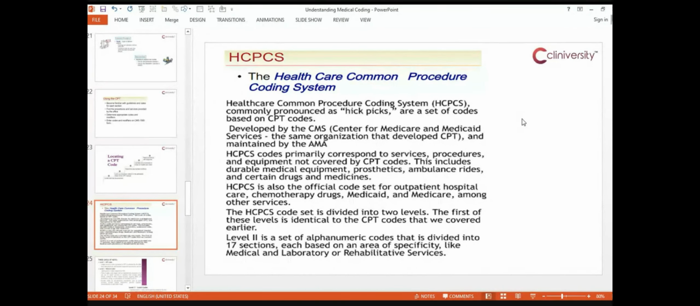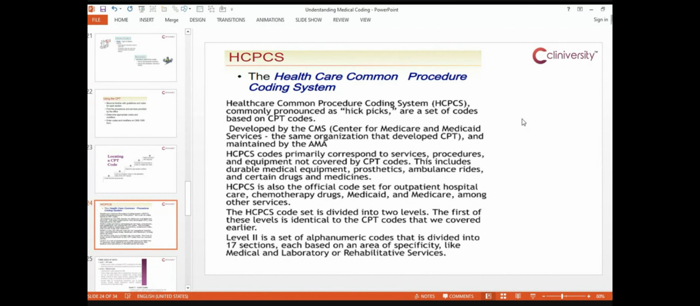So we have here two types of term, inpatient and outpatient. Any patient who has been admitted for more than 24 hours in the hospital, we consider inpatient. While some patients who are visiting the hospital, or maybe admitted also, but for less than 24 hours for certain services, those kinds of patients we consider as outpatient. So HCPCS is the official code set for outpatient hospital care like chemotherapy drugs, Medicaid and Medicare related claims, among other services.